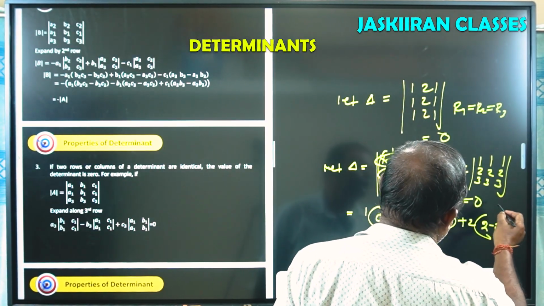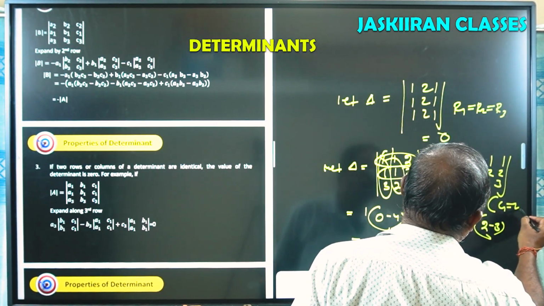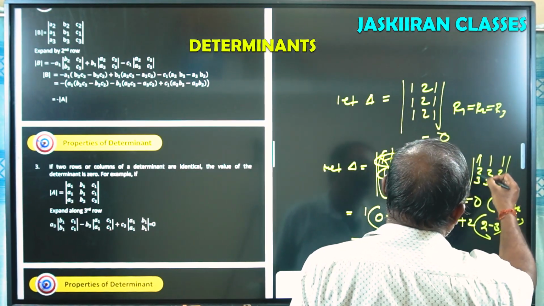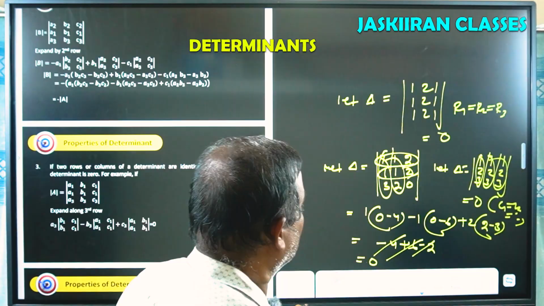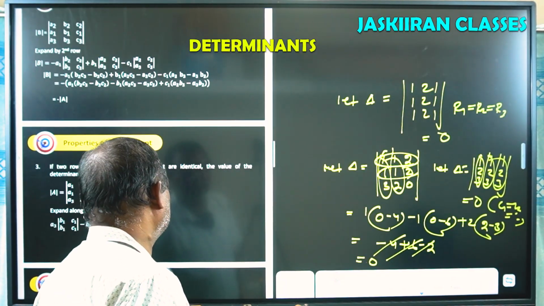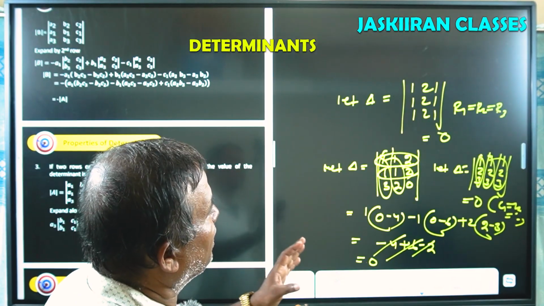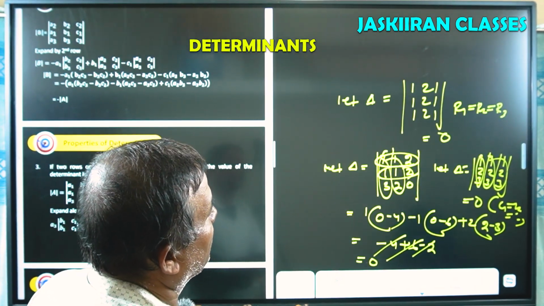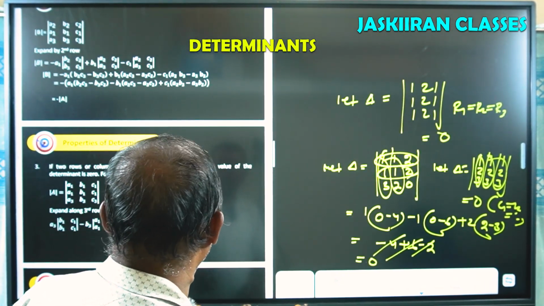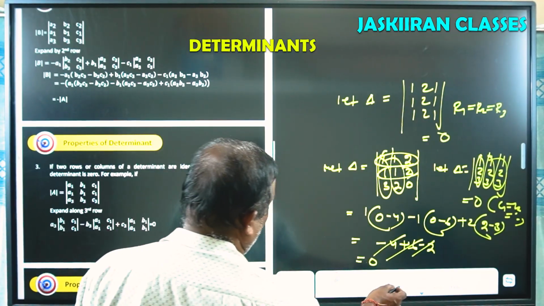Why is it 0? Because C1 equal to C2 equal to C3. All columns are identical. All columns are equal. So the determinant is 0. So the third property says that if at least any two rows or any two columns of a determinant are identical, then the value of the determinant is equal to 0.